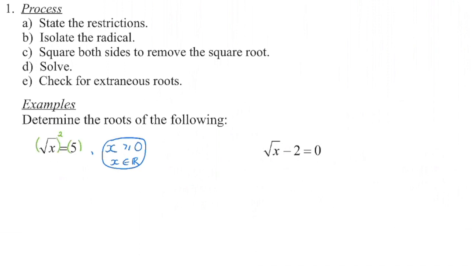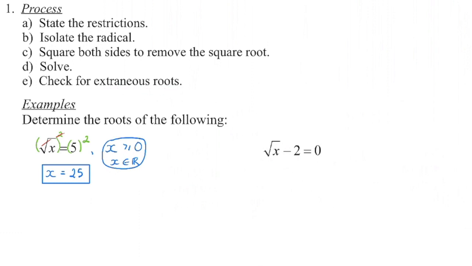So we're going to go ahead and square both sides, and then we know that squaring essentially cancels a square root, leaving us just with what we have underneath the radicand, which is x. So in this case, we have x equals 25. We have nothing more to solve. That is the solution. But we now need to check for extraneous roots.